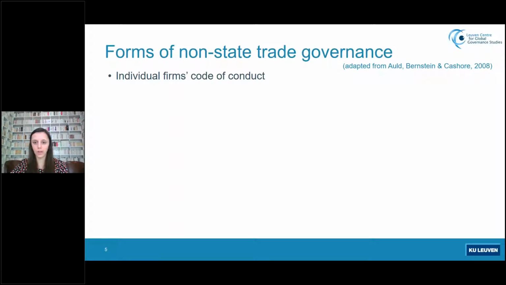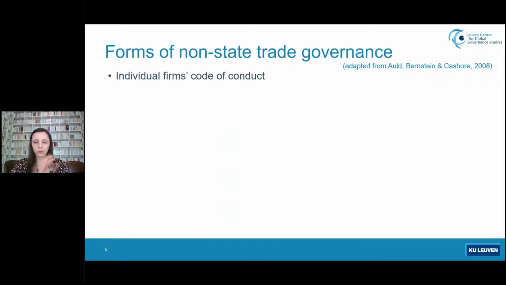And so now we are going to delve into the different forms of non-state trade governance mechanisms. And we are actually going to delve into what Bernstein and Cashore described in their article in 2008. They provide quite an overview of the different non-state governance mechanisms, which they call corporate social responsibility in their paper, but it's basically what we are calling non-state trade governance.